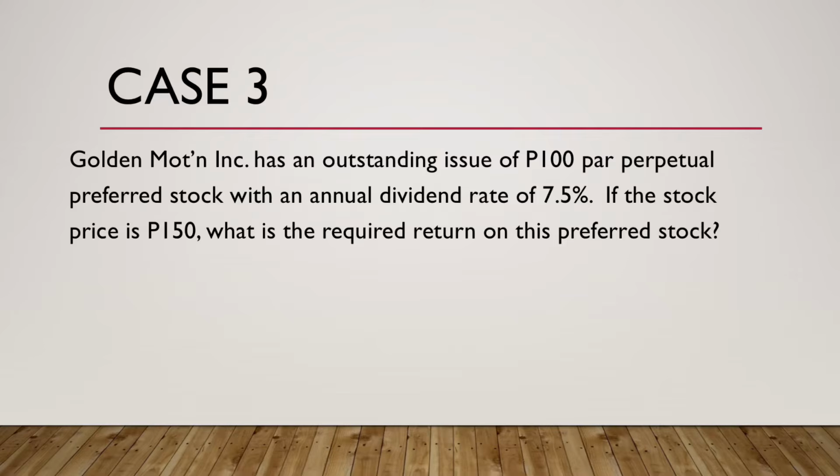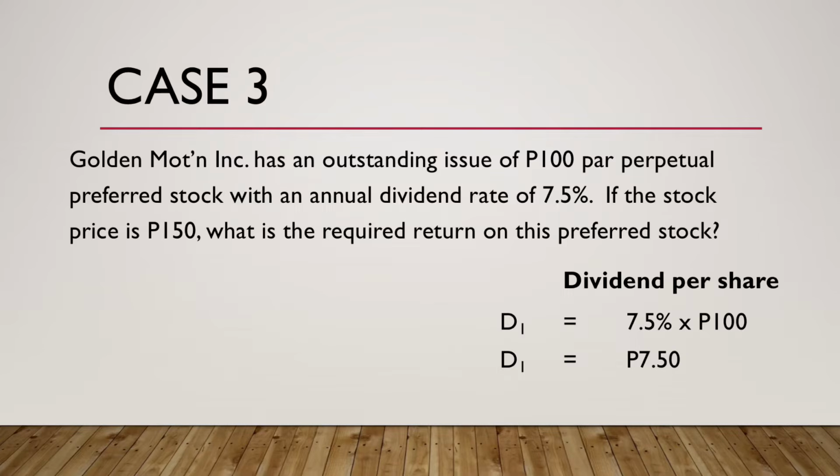Golden Mountain Incorporated has an outstanding issue of 100 peso par perpetual preferred stock with an annual dividend rate of 7.5%. If the stock price is 150 pesos, what is the required return on this preferred stock? Dividend per share: we can simply arrive at it by multiplying the dividend rate by the par value. 7.5% times 100 is 7.50 pesos.